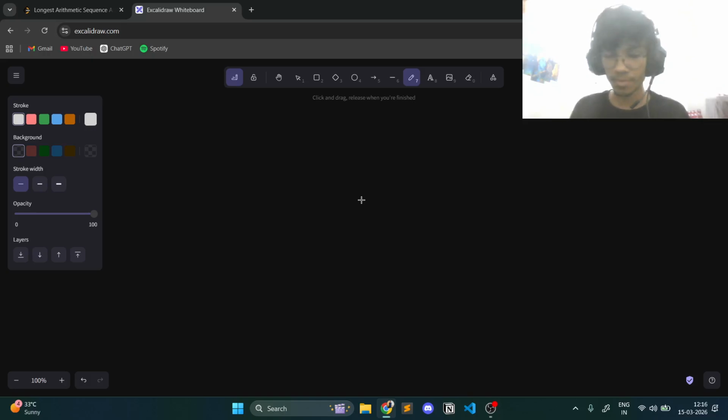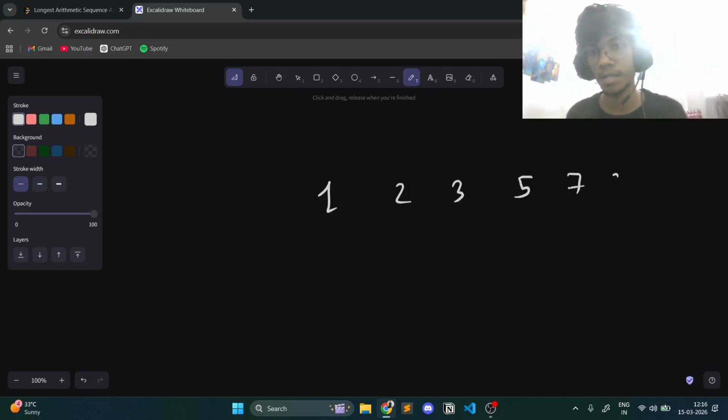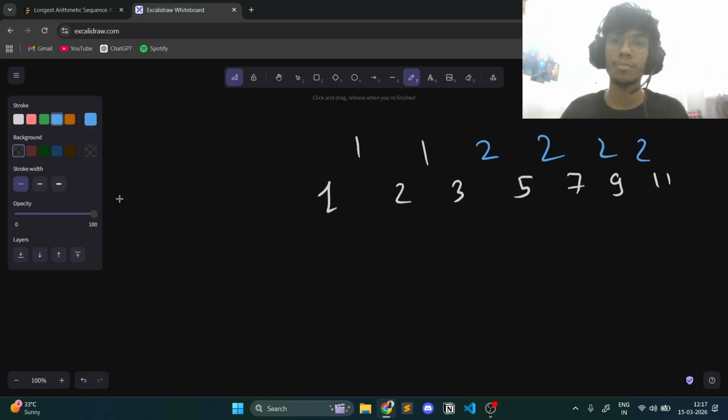Okay, so let's say I've been given this array 5, 7, 9, 11. So the difference between these elements is 1, these elements is 1, and these elements is 2, 2, 2, and 2. So the problem is saying what is the maximum subarray that has the same difference for all the adjacent elements.